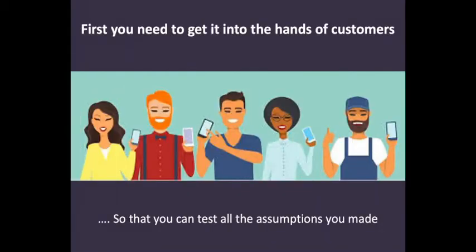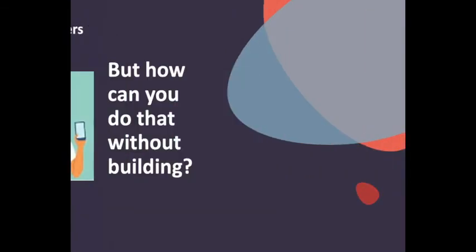So first, what's the first thing you'd have to do, like before you even start building this fancy app or website or anything? First, you need to get it into the hands of customers, so you can test all the assumptions you've made in your financial model, your lean canvas, when you're doing your 5 whys. All the things that you kind of thought are going to crystallize into your MVP. So if you can't build yet, how can you get it into the hands of customers without building?